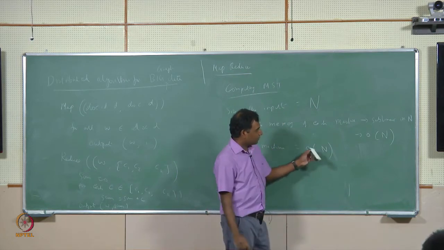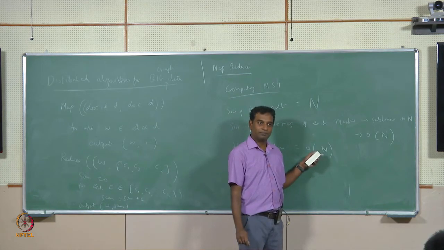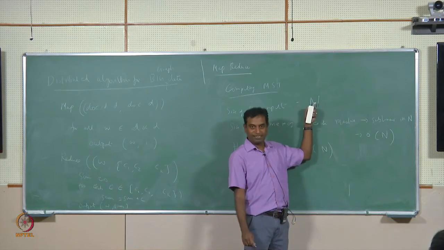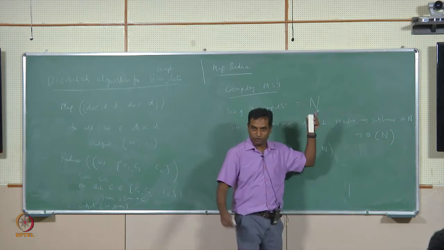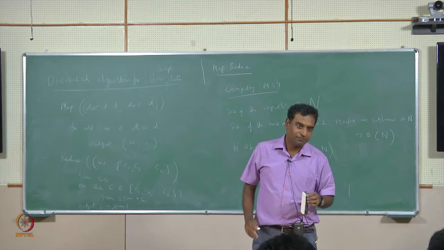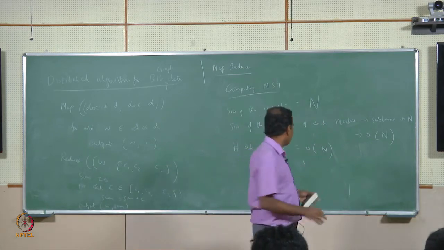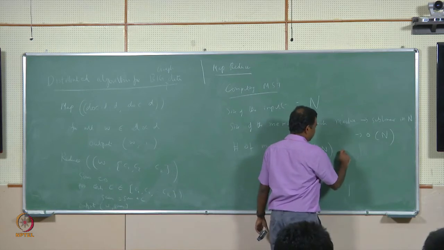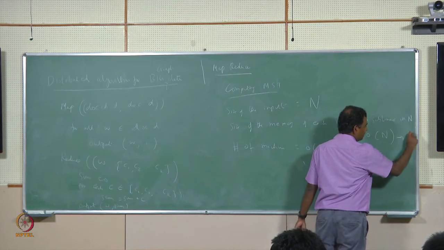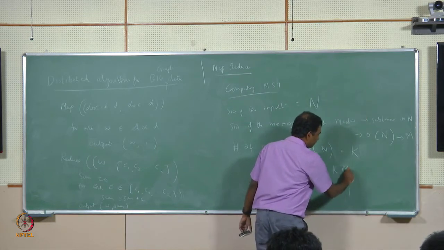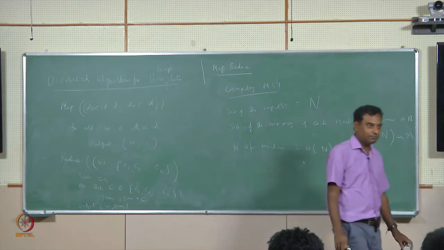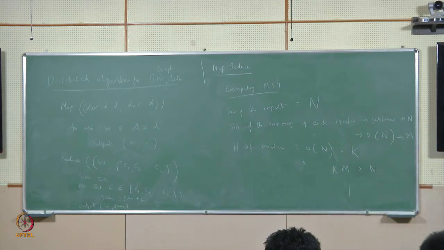Of course, there should be one thing: the number of machines times the memory of one machine should be at least equal to the total size, because I have to fit the total thing somewhere. With that constraint, let us say the number of machines is k and the memory is m. Of course k times m should be at least the input size, otherwise I can't fit everything. So I should be able to fit it.